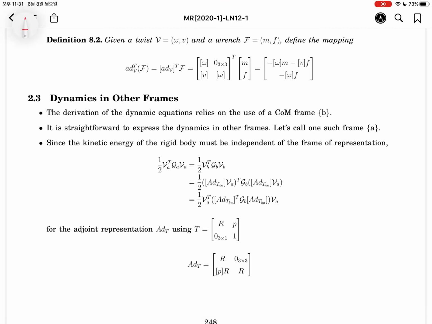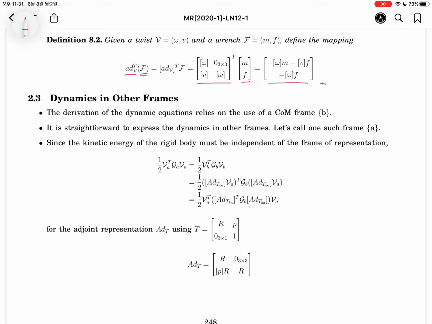Okay, on the other hand, the Lie bracket of VB can be applied to the wrench FB, F here. Maybe you know that the Lie bracket of the twist V can be multiplied to the body twist, then it will be equal to this equation. Sometimes it can be used, so we just show the result of the Lie bracket of V and F.